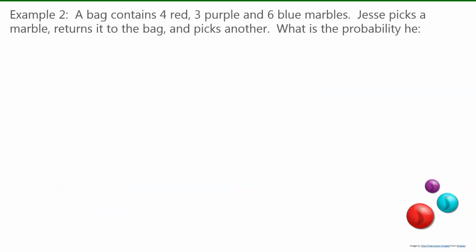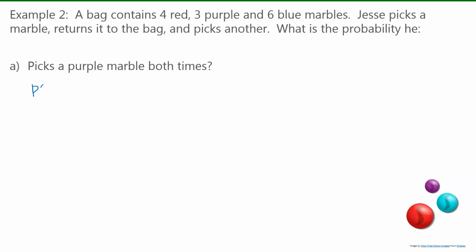Example 2. A bag contains 4 red, 3 purple, and 6 blue marbles. Jesse picks a marble, returns it to the bag, and then picks another. What is the probability he picks a purple marble both times?